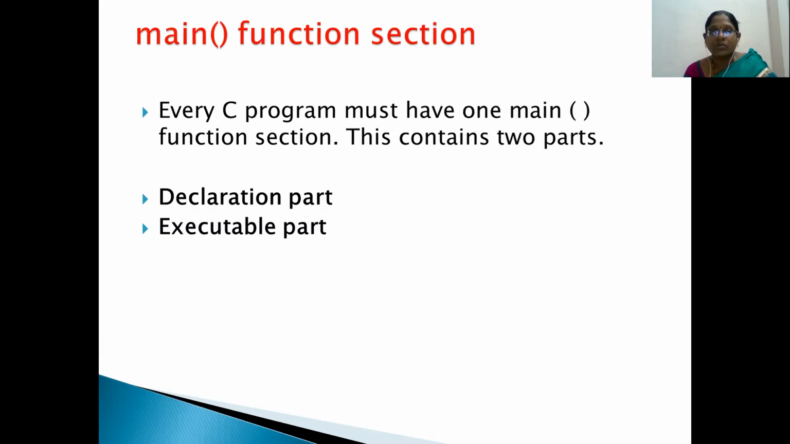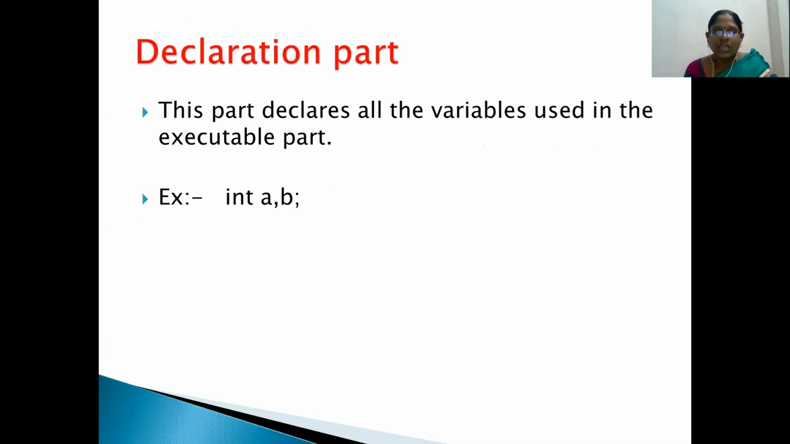Say for example, if you want to print any statement like welcome, hello, your name and all those things, you are going to write simply printf. No need of declaring any variables. So at that time, you don't need any declaration part. Now we will see what is there in the declaration part and what is there in the executable part. Declaration part: this part declares all the variables used in the executable part. As we have discussed previously, the executable part will have some set of statements, and any variables you are going to use in the executable part will be defined in the declaration part.